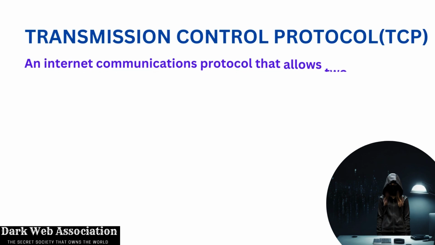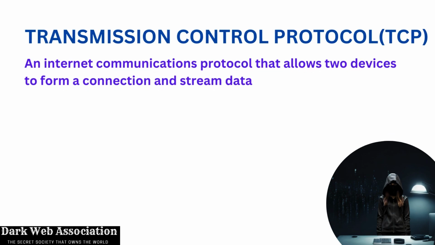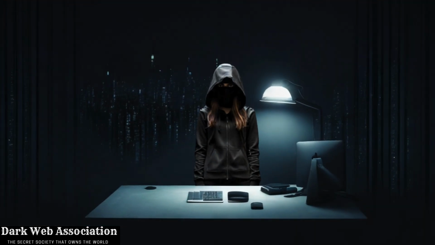That communication uses a protocol called the Transmission Control Protocol, or TCP. TCP is an Internet communications protocol that allows two devices to form a connection and stream data. TCP also verifies both devices before allowing any further communications to take place. This is often referred to as a handshake. Once communication is established using a TCP handshake, a request is made to the network.